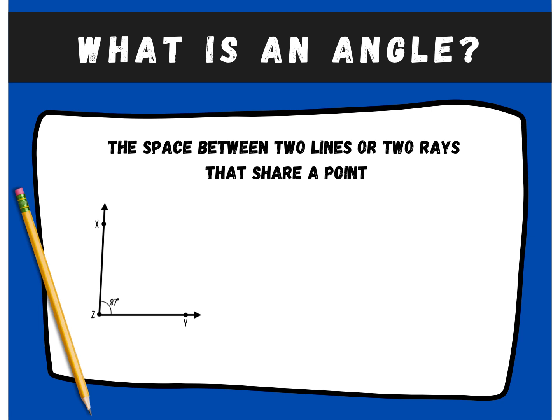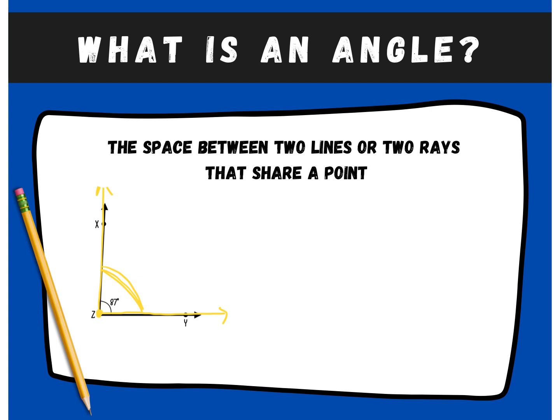Now this is a picture you'll often see in your math class. This is an angle that you'll see. It's the space between two lines or two rays that share a point. So in this picture, you'll see that I have two rays. A ray is kind of like half a line. It starts at a point and it extends out in one direction. Same thing here, I've got another ray that starts at a point and extends out, and the space that we measure, usually in degrees, is called an angle.